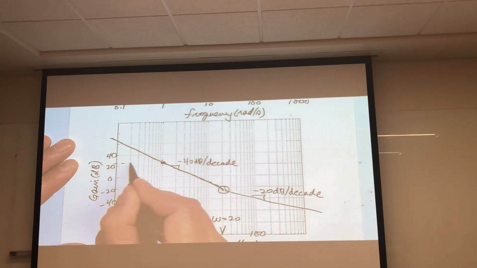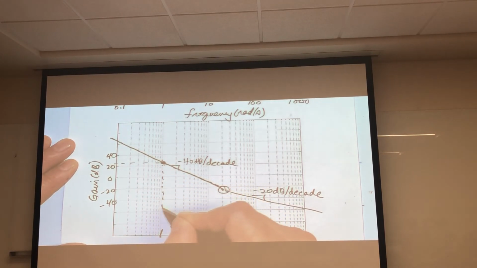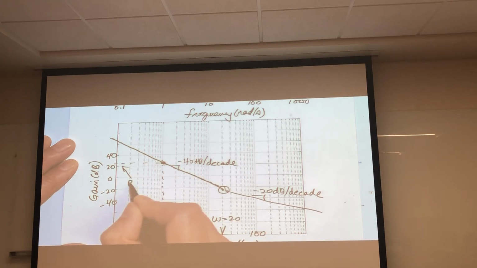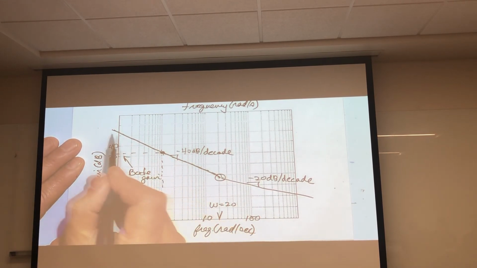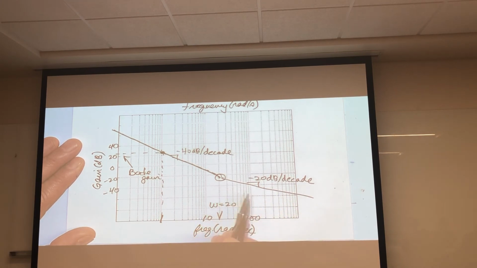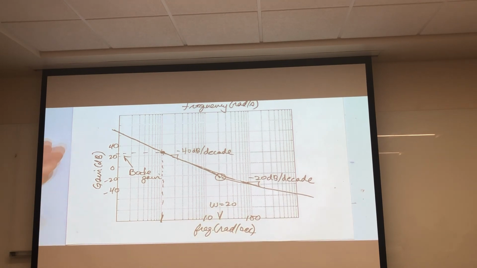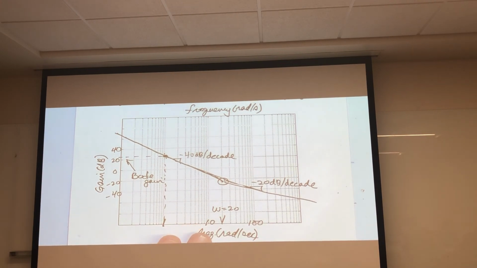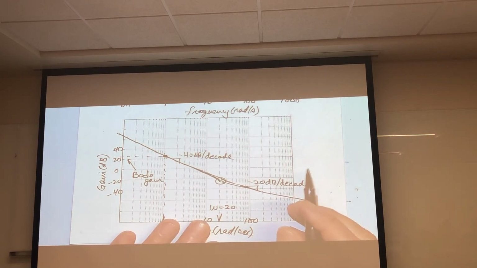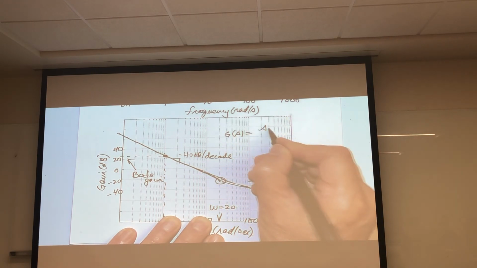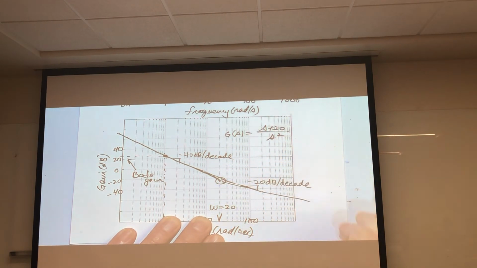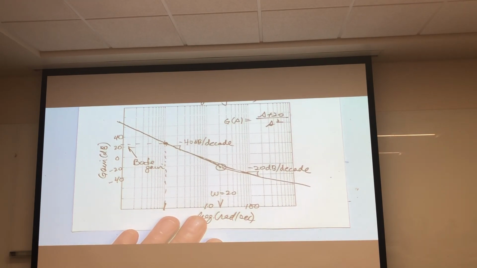And here's the Bode gain at omega equal to 1. The actual curve will be pretty much along these lines, except near the corner, it's probably going to do something like this. There's going to be about roughly a 3 dB error. So this is G of S, plus 20 over S squared.